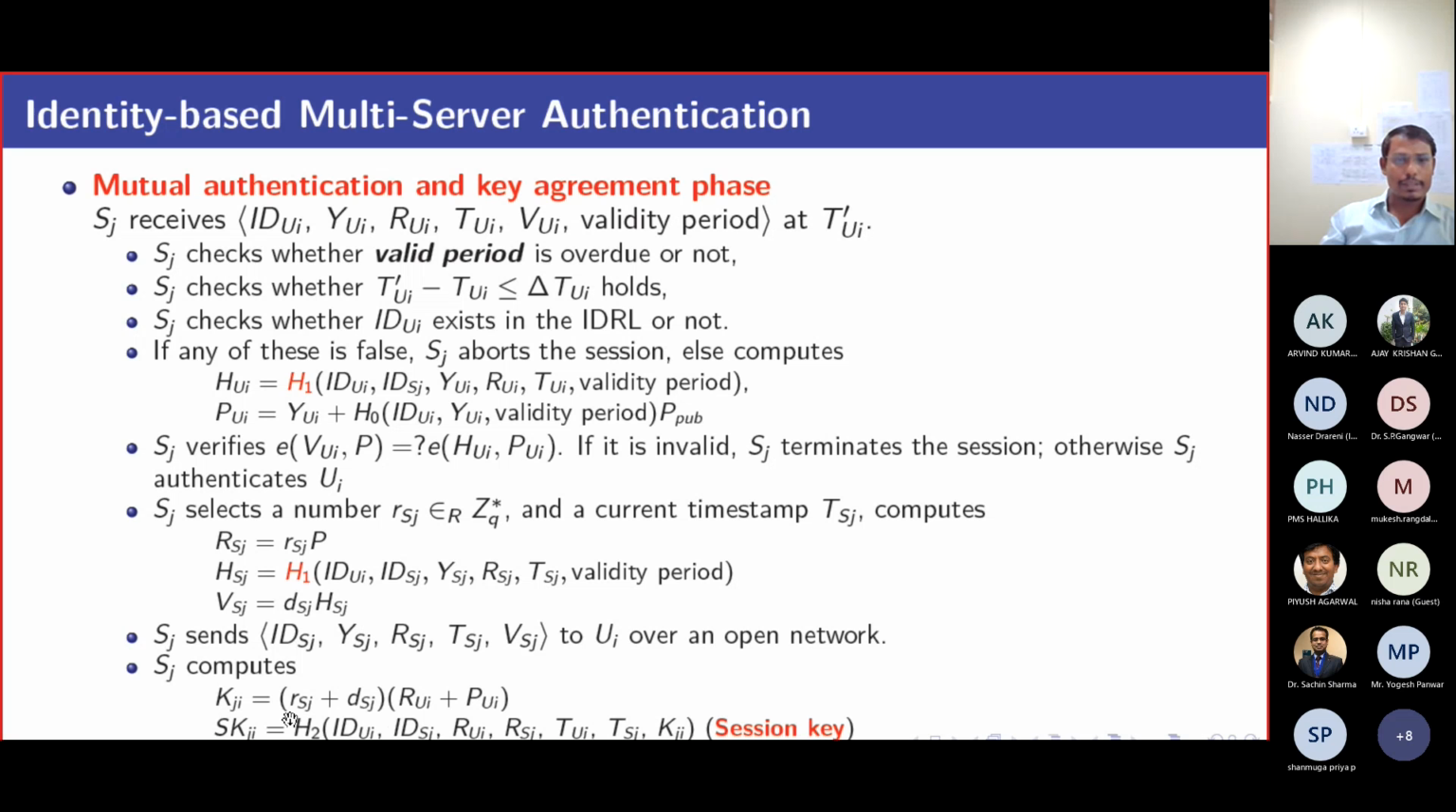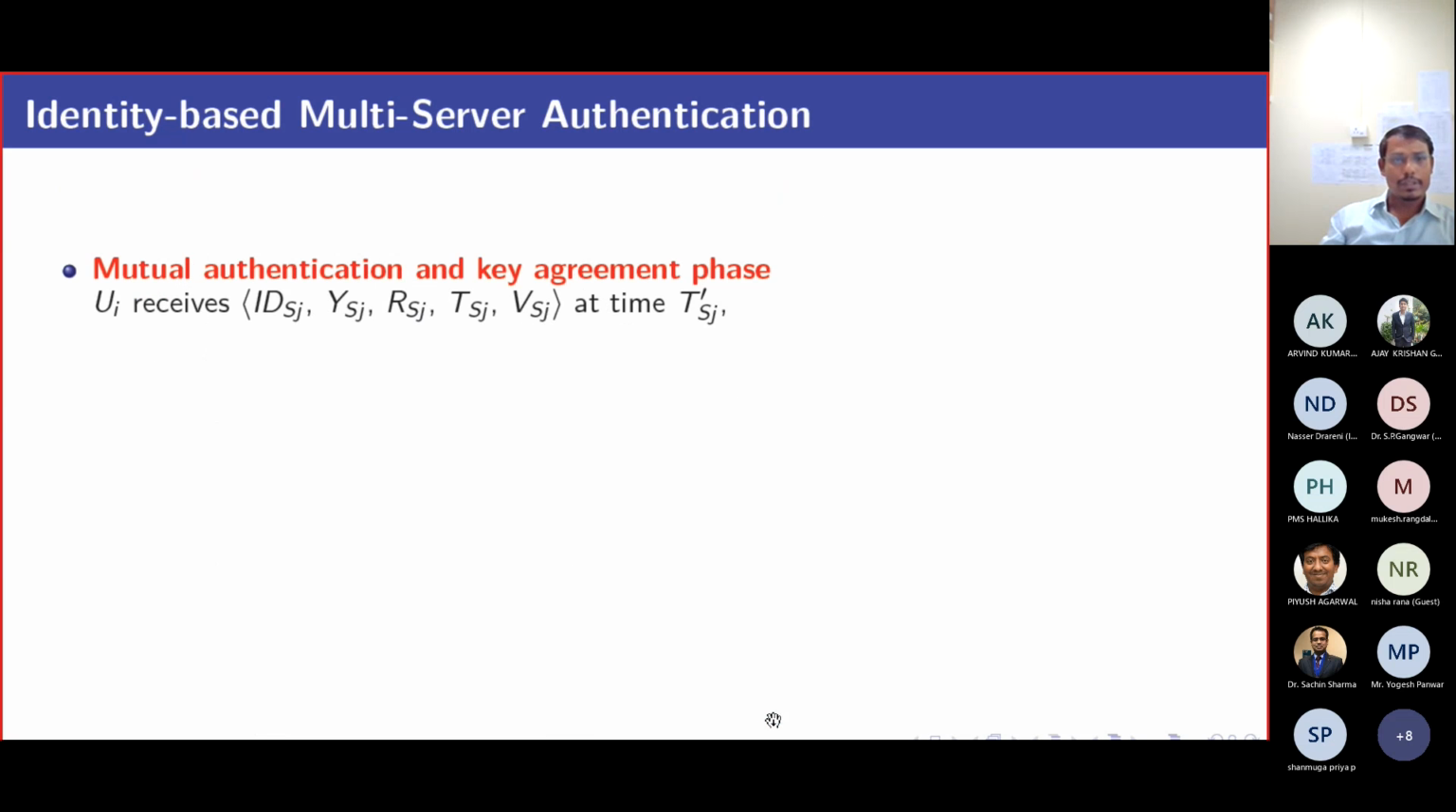This is the secret key of the server. This is the number selected by the server, and this is the public value received in the login message from UI, and this PUI is the public key of the user. So this is public and this is secret. Based upon these values, the session key is computed.